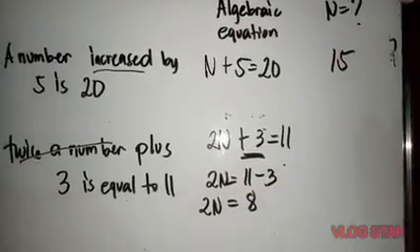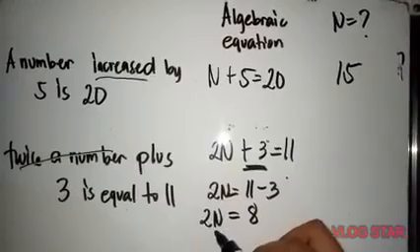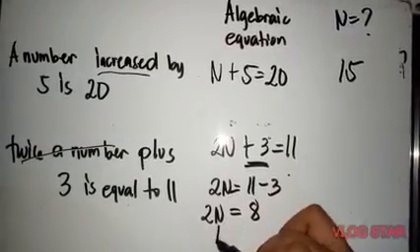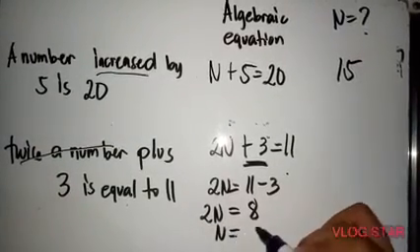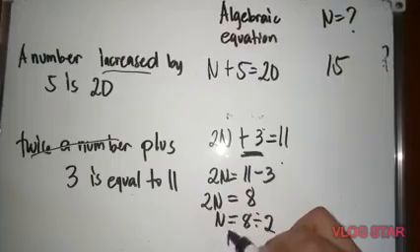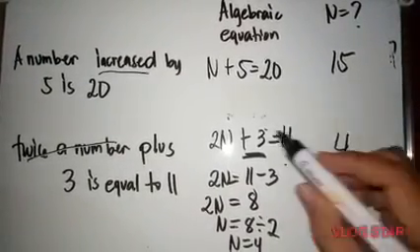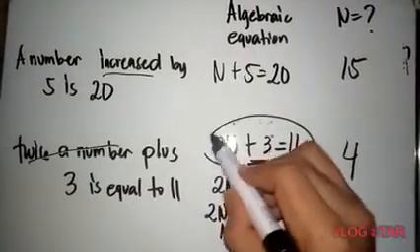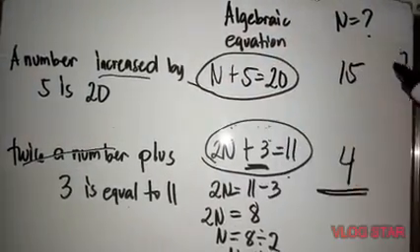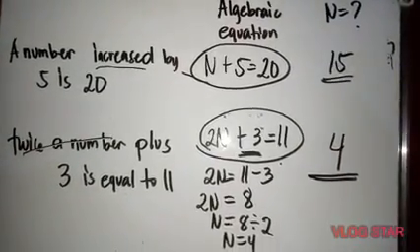So what is the reverse operation of 2 times n? The reverse operation for multiplication is division. Then we can write it as n is equal to 8 divided by 2. n is equal to 4. So 4 here. This is the algebraic expression. This is the value of n. This is the algebraic equation. This is the value of n.